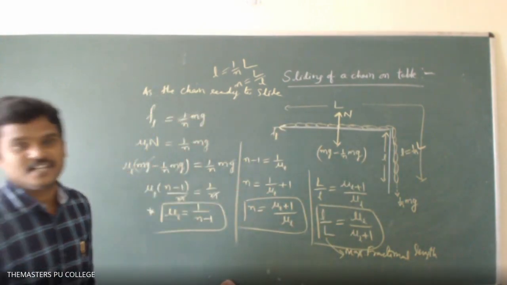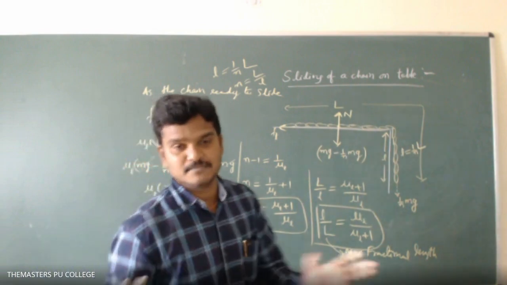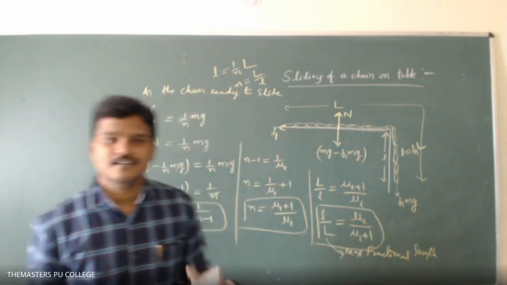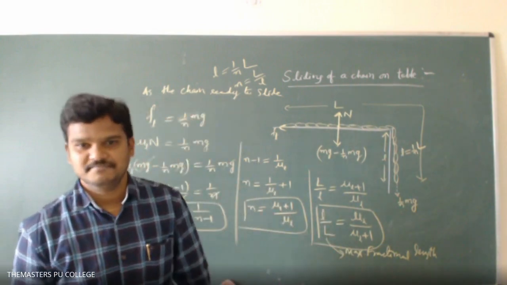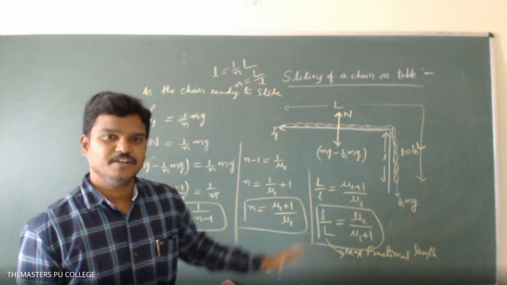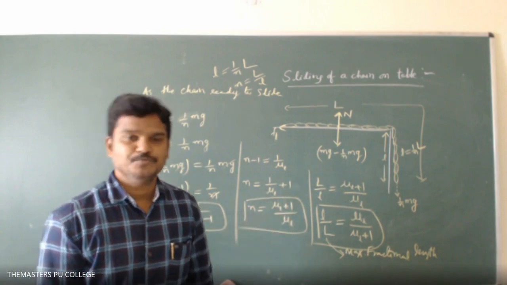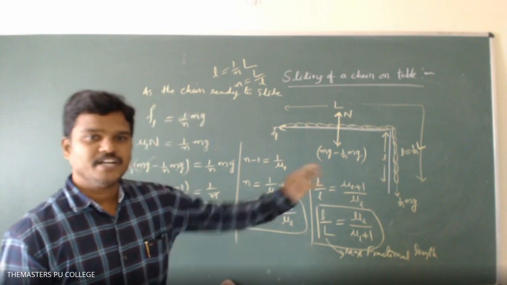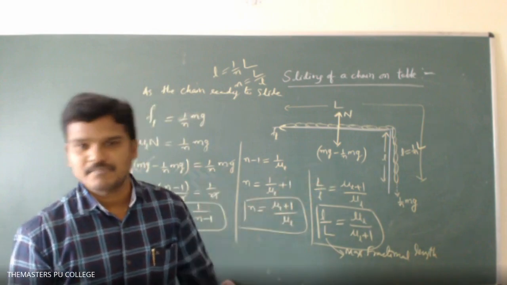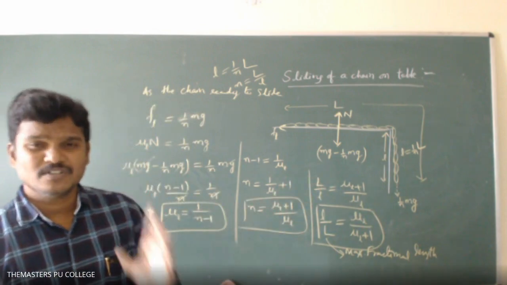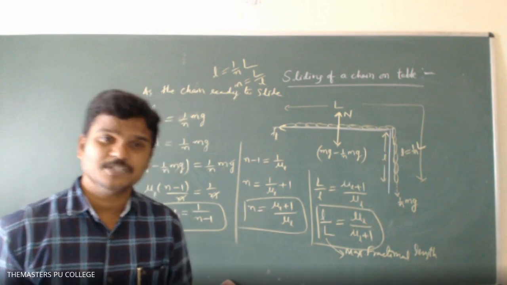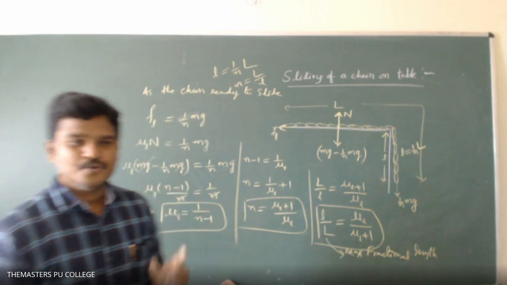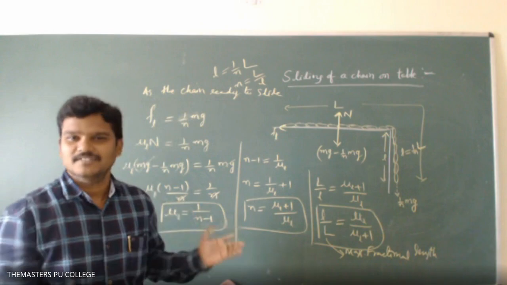Maximum fractional length. Sometimes they will ask to find the maximum fractional length of the chain that is hanging, by giving a mu value. If mu is given as something like 0.5, then 0.5 by 1.5, you will get some number. You feel this concept correctly and try to apply it to problems. Otherwise, there is no use of solving all these concepts.